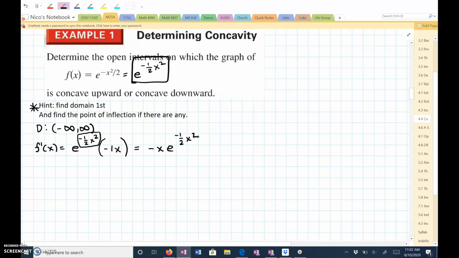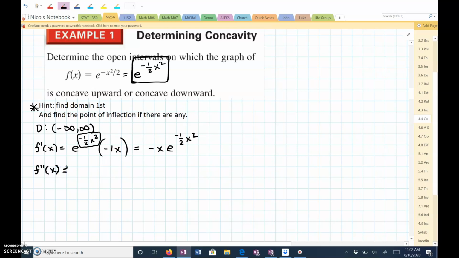Now we need to take the second derivative, because to find the points of inflection and to figure out concavity, we need to use the second derivative test.